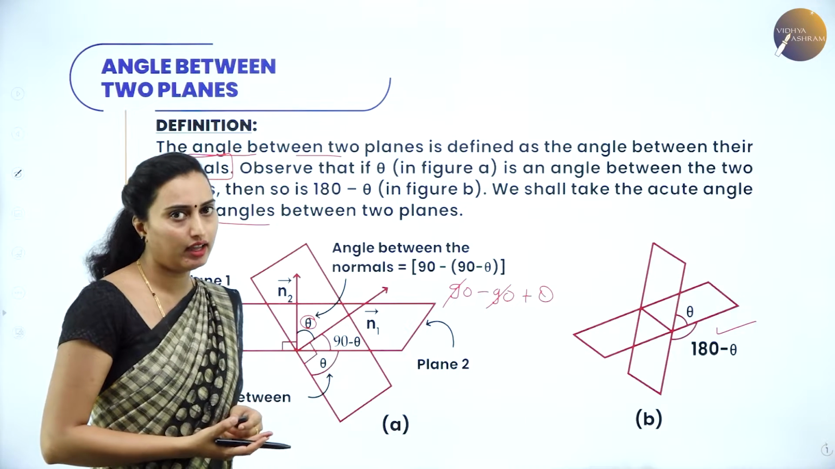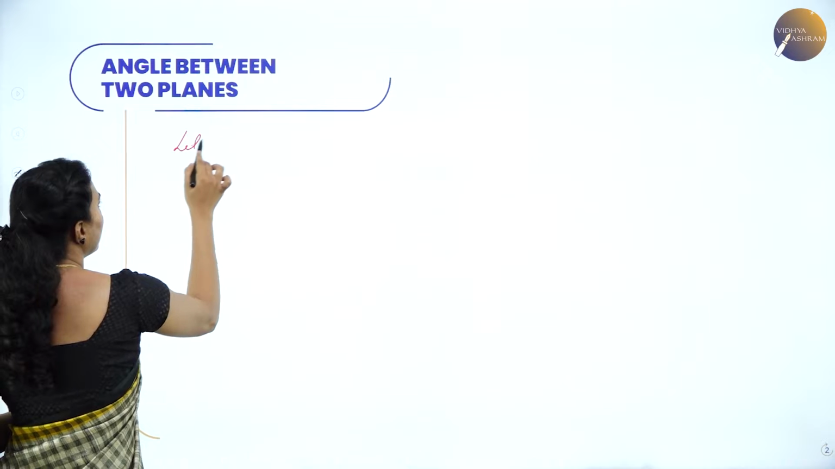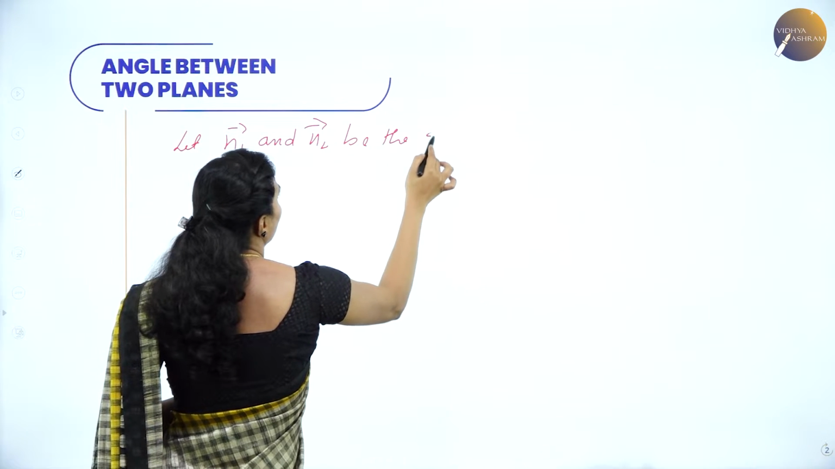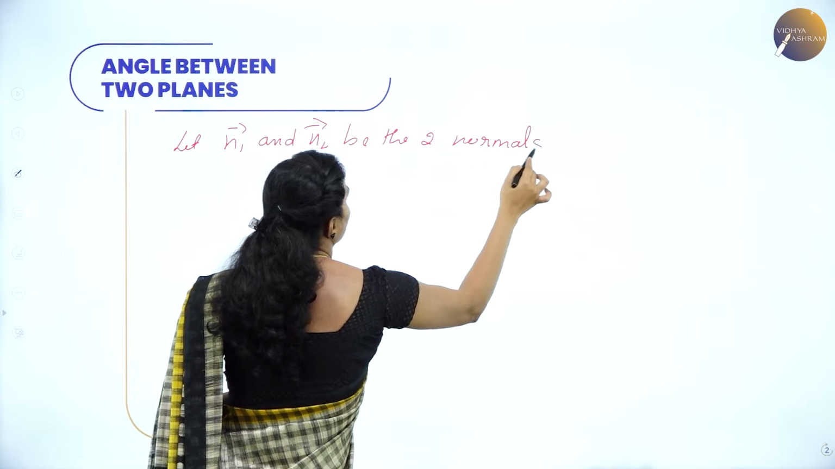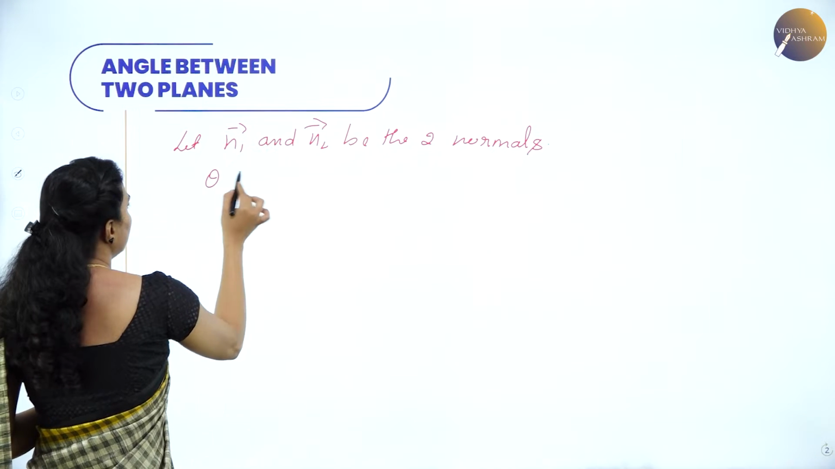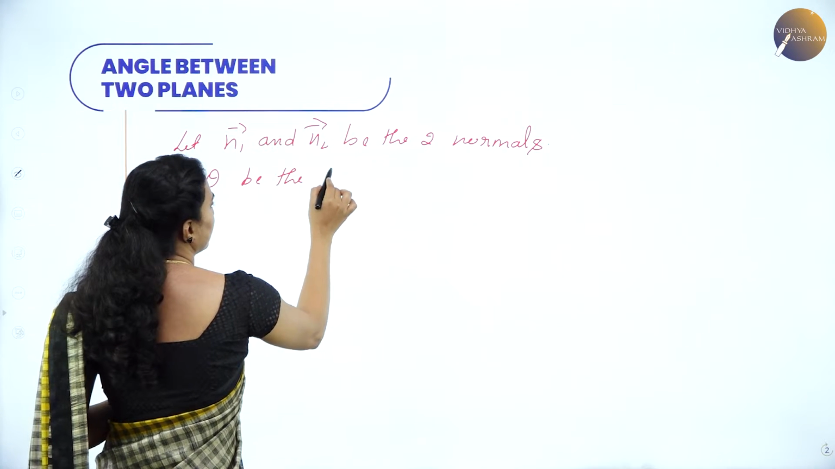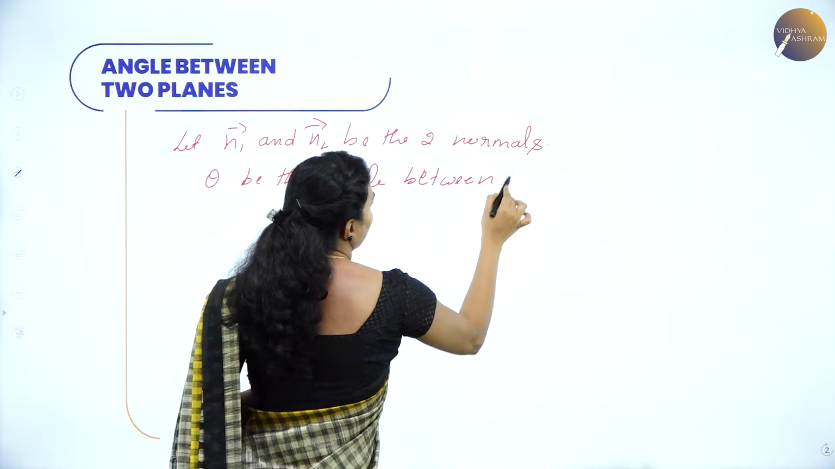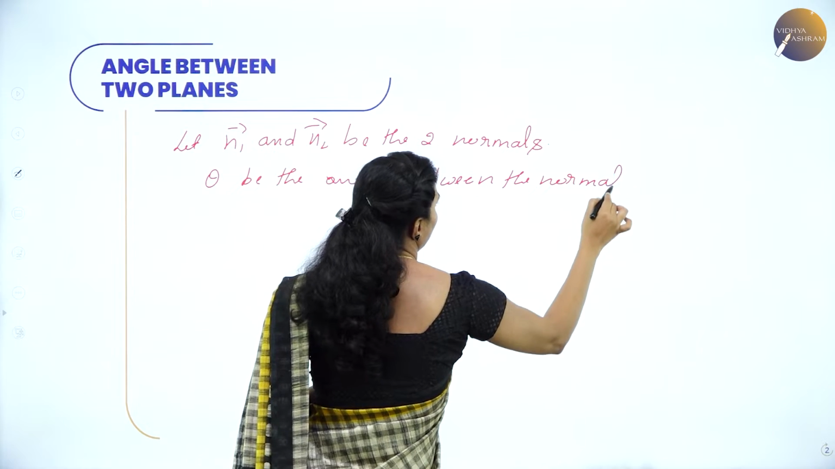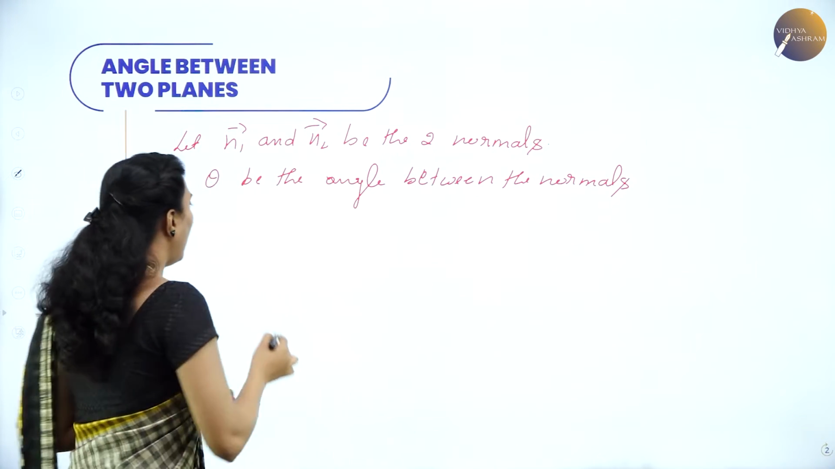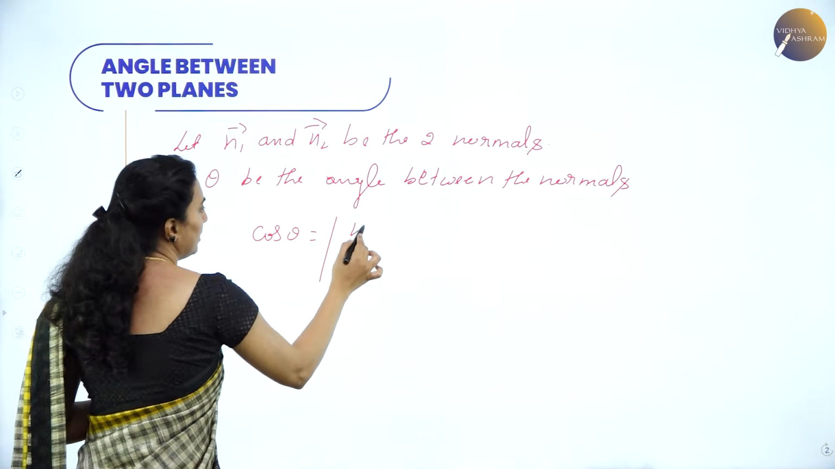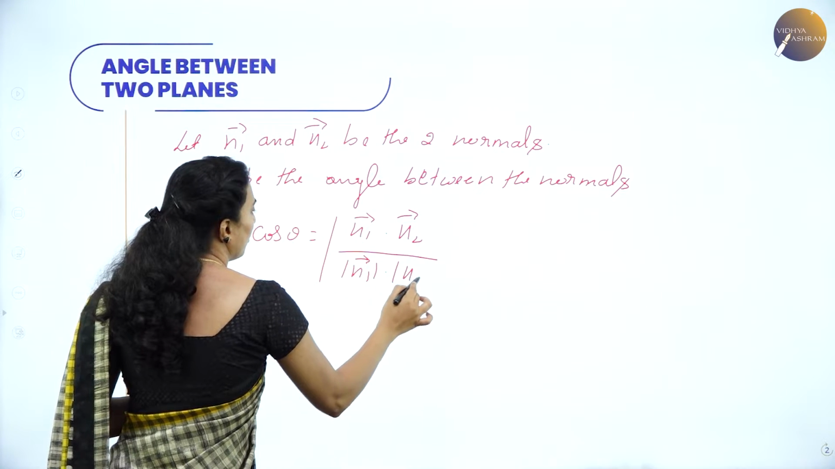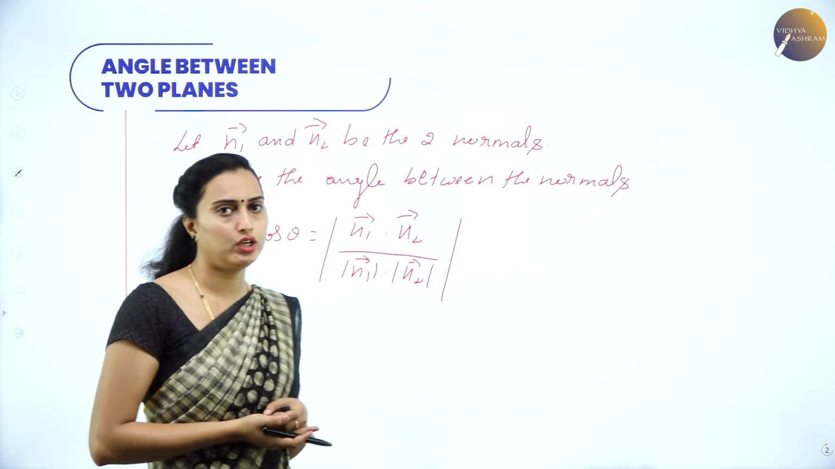Okay, now let us expand the equation based on the condition. Let n1 vector and n2 vector be the two normals, and theta be the angle between the normals. Therefore, cos theta will be equals to magnitude of n1 vector dot n2 vector divided by magnitude of n1 vector into magnitude of n2 vector. So this is the formula you are going to get.